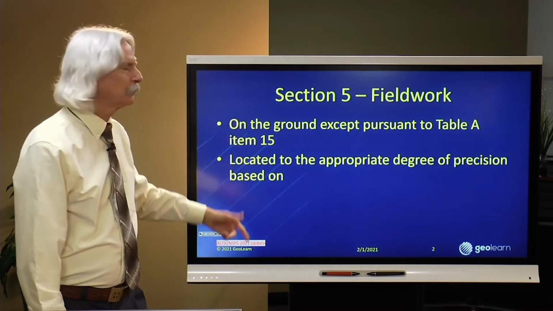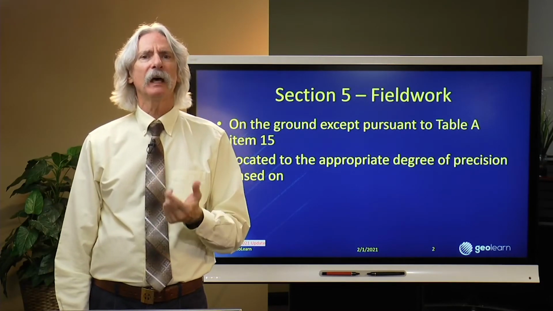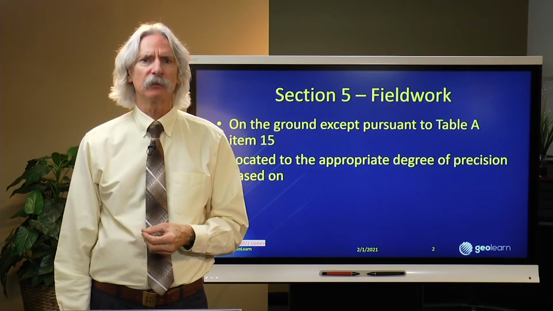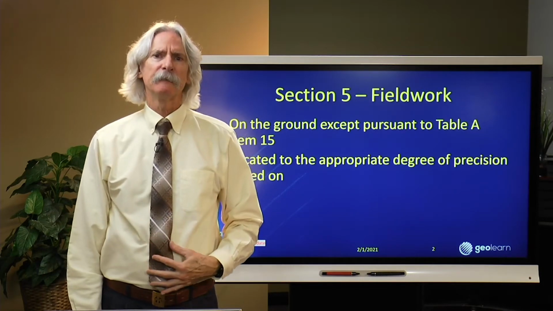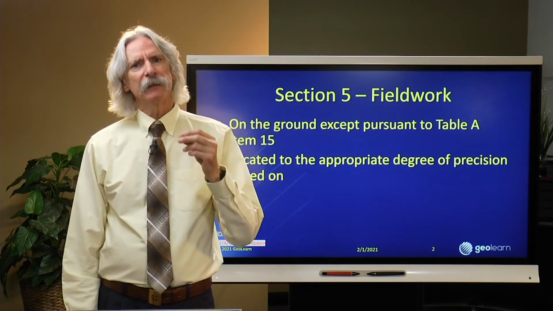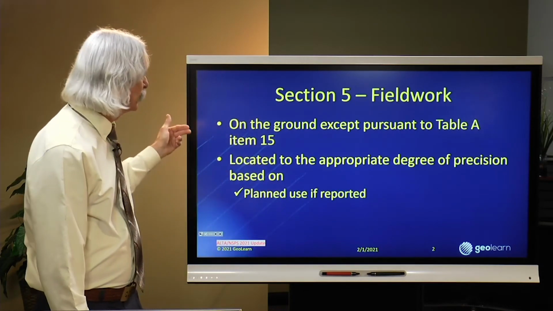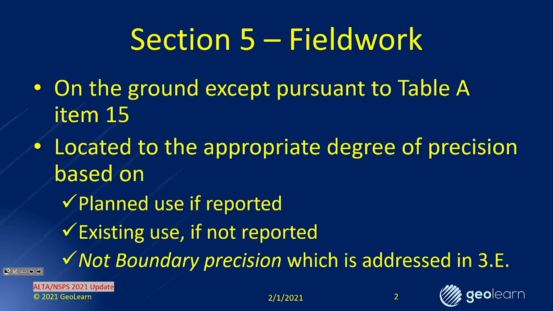The second item, and this is an important one from the standpoint of the title companies and the consumers of these surveys, says that we're going to conduct our measurements and locate these features pursuant to the appropriate degree of precision based on what they're going to do with the property if that's reported to us. And if it isn't reported to us, we're going to do that based on what the existing use is.